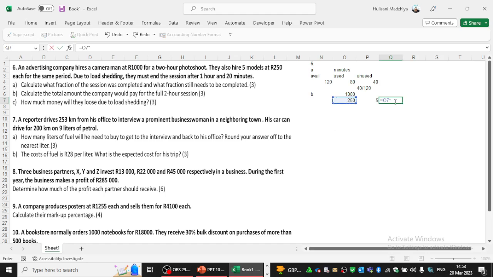250 each per model. So that is going to equal 1,250 for all the models for 2 hours. So therefore the total amount that the company will incur will equal 1,000 for the cameraman plus the total that they paid for all the models, which is going to give us a total of 2,000.